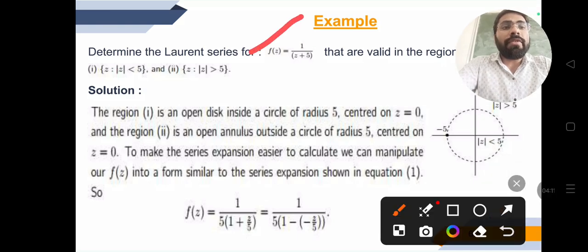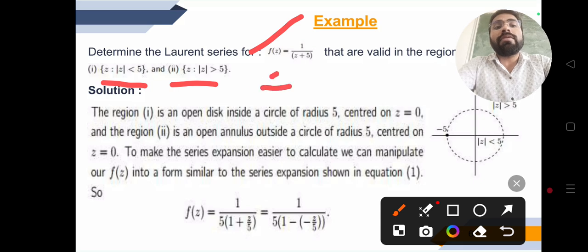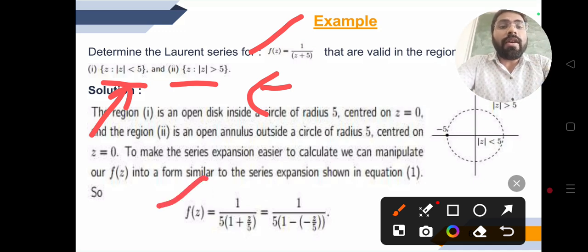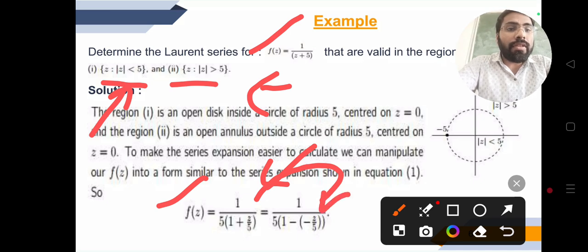We have another example, f of z is equals to 1 upon z plus 5. So we are given two regions: outside the circle centered at 0 and radius 5, and inside the region. So it can be expressed like equation 1. So f of z can be written as 1 upon 5 into (1 plus z upon 5), and it can be expressed in this form: 1 upon 5 into (1 minus (minus z upon 5)).